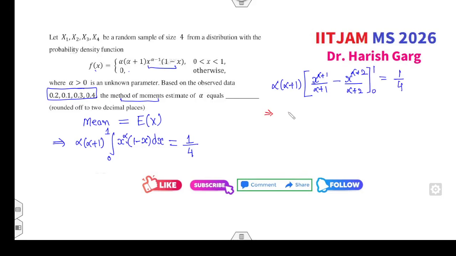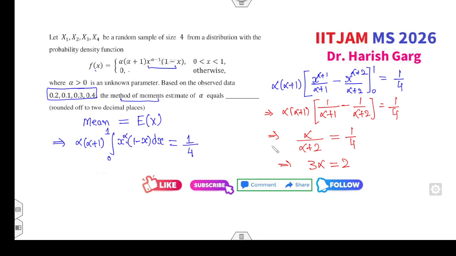You can take upper limit and lower limit. That will be 1 over alpha plus 1, 1 over alpha plus 2. Fine. You can take the LCM. एक alpha plus 1 cancel हो जाएगा. So that will be alpha plus 2 is 1 over 4. So if you solve them, 4 alpha minus alpha, so alpha will be 2 over 3. Fine. So 0.8666. So you can round off them to two decimal places. So 0.67 is the correct answer of the problem.